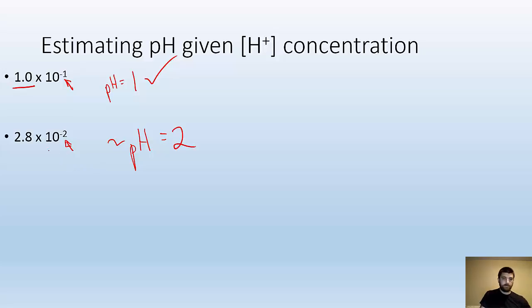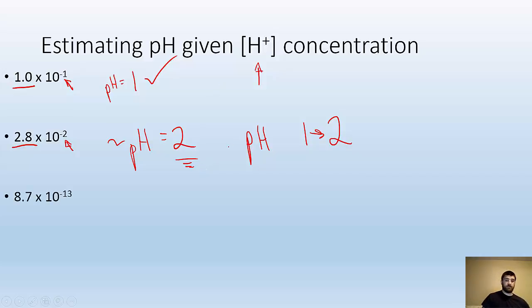Right? This 2.8 is telling me that I have a higher concentration of H plus than I would with something that had a pH of 2. So if I had a higher concentration of H plus, that tells me the pH is going to be somewhere between 1 and 2, because it's more acidic than a pH of 2, but it's not acidic enough to give me a pH of 1. So I'll get this one, 8.7 times 10 to the minus 13.